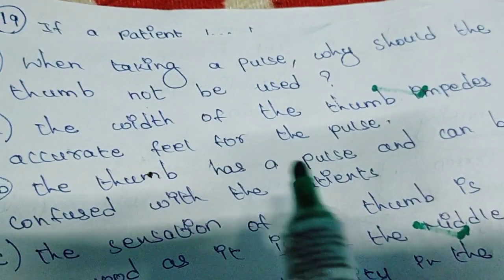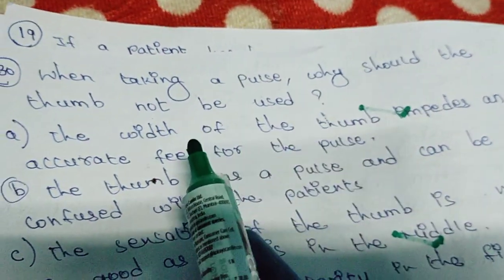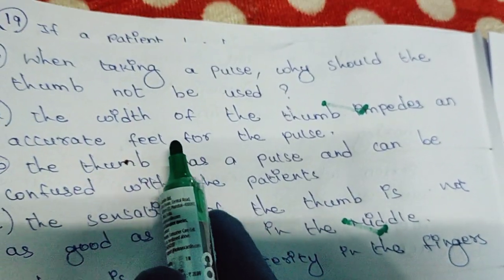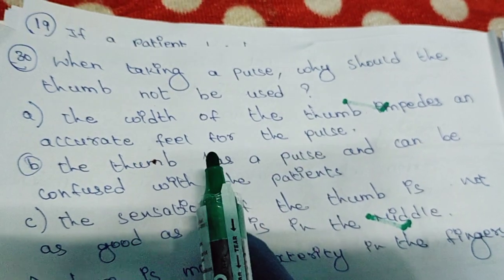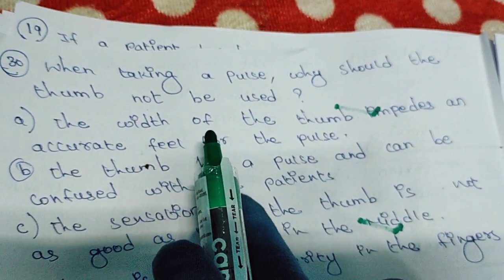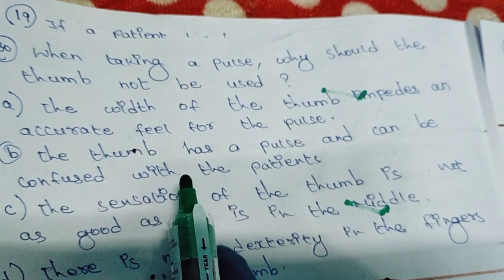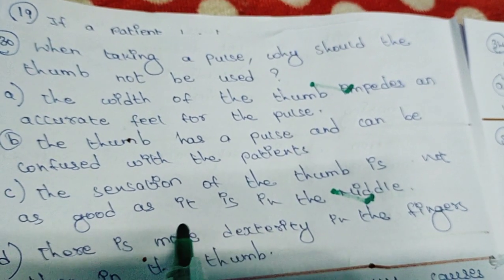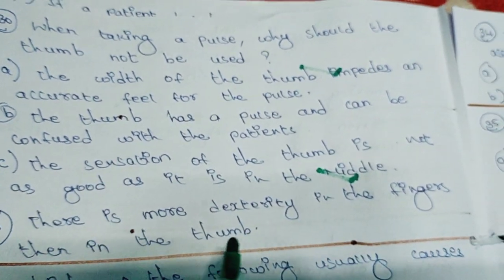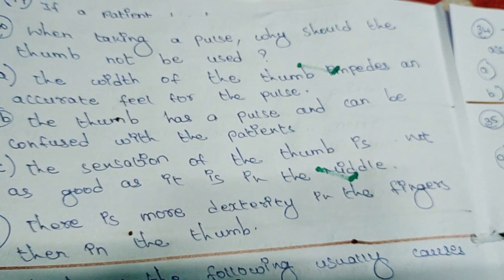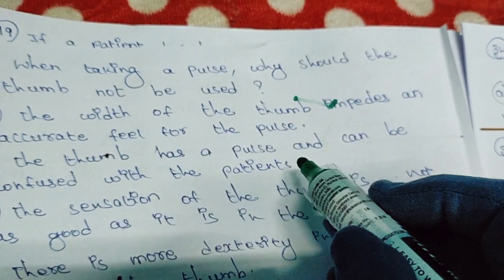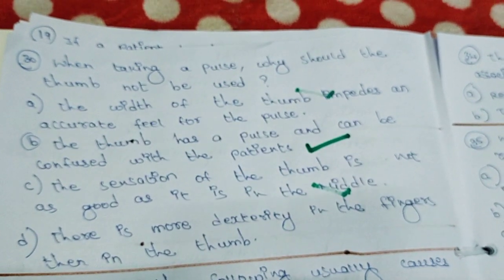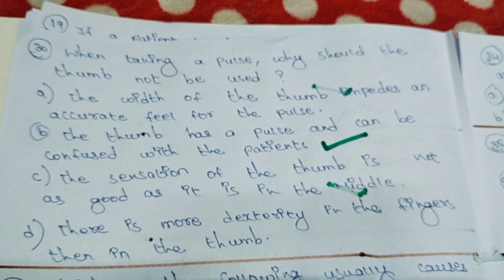When taking a pulse, why should the thumb not be used? Why should we not use the thumb when checking the pulse? The width of the thumb impedes an accurate feel for the pulse, or the thumb has a pulse and can be confused with the patient's, or the sensation of the thumb is not as good, or there is more dexterity in the fingers. The right answer is the thumb has a pulse and that can be confused with the patient's pulse. So that's the reason we are not supposed to use the thumb when we are checking the pulse of a patient.